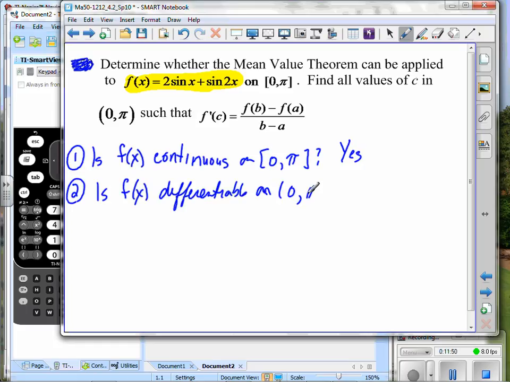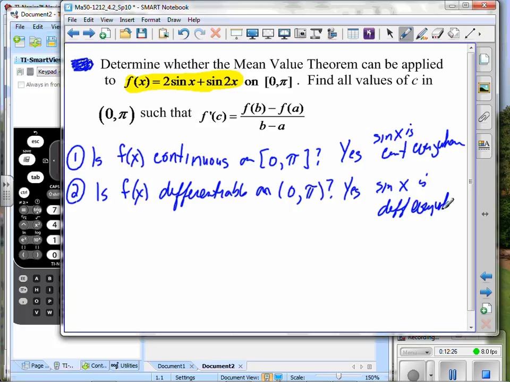Okay. Is f of x differentiable on the open interval? We'll put a little reason up here. Yes, because the sine function is continuous everywhere. What about differentiability? We've got a derivative for sine, right? So we could find the derivative of sine 2x. So the answer here is yes. The sine function is differentiable everywhere, so therefore the sum of 2 differentiable functions is differentiable.